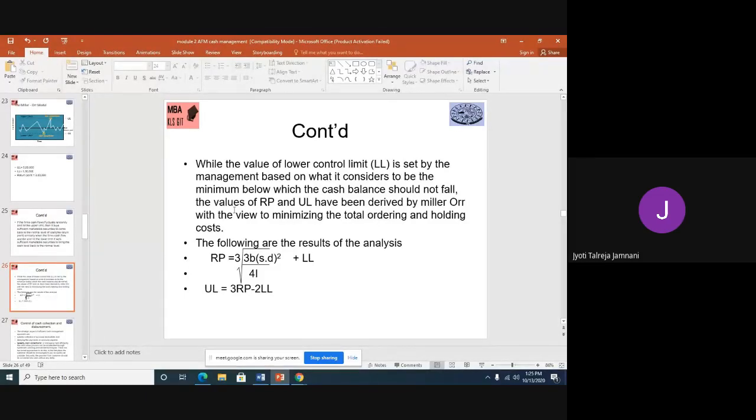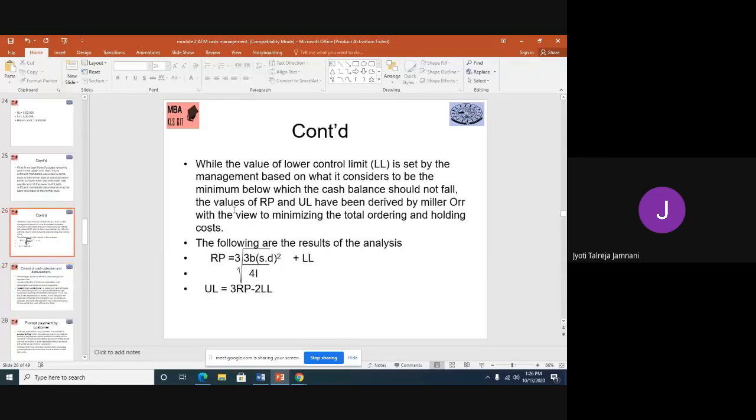And how to find the upper limit? To find the upper limit, the formula is 3 times the return point. So you have to do 3 into RP, whatever return point value you have got while solving the above, then 3 times that minus 2 times the lower limit. So this is how you will have to solve the Miller-Orr model problems.